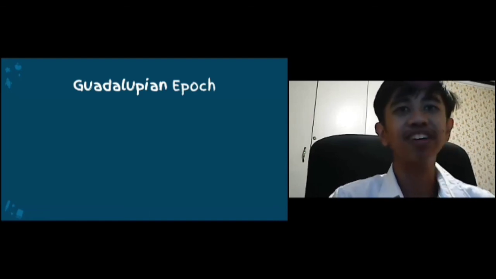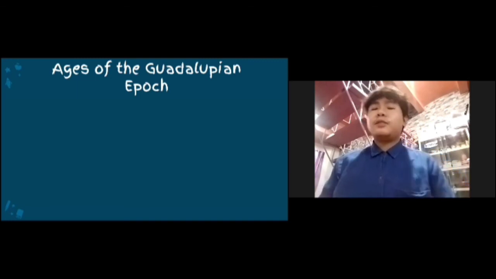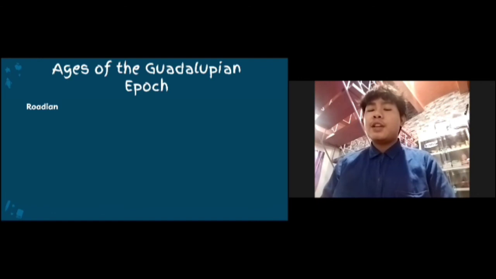Guadalupian epoch is the second of the three epochs of the Permian period. It is preceded by the Cisuralian epoch and succeeded by the Lopingian epoch. Stages of the Guadalupian epoch. Roadian stage, first of the three stages of the Middle Permian Guadalupian series, made up of all rocks deposited during the Roadian age, 272.3 million to 268.8 million years ago of the Permian period.